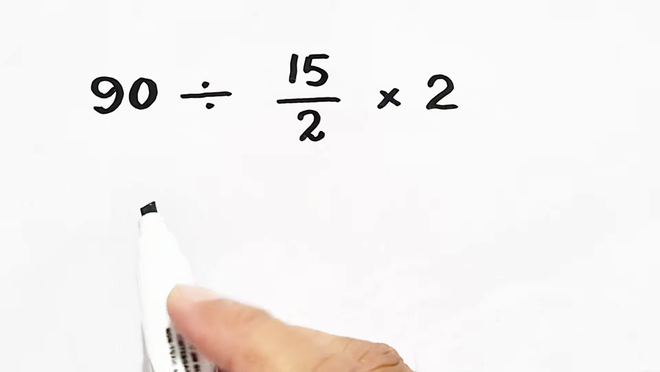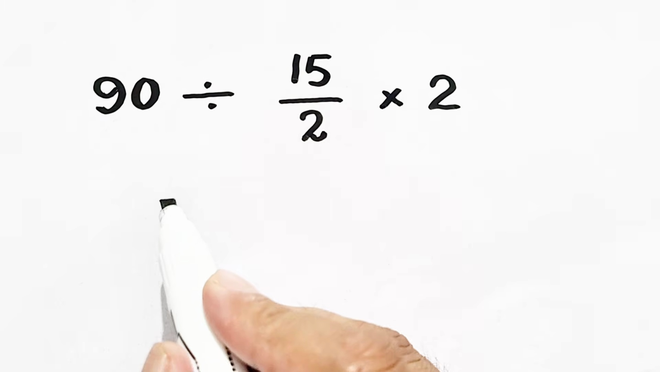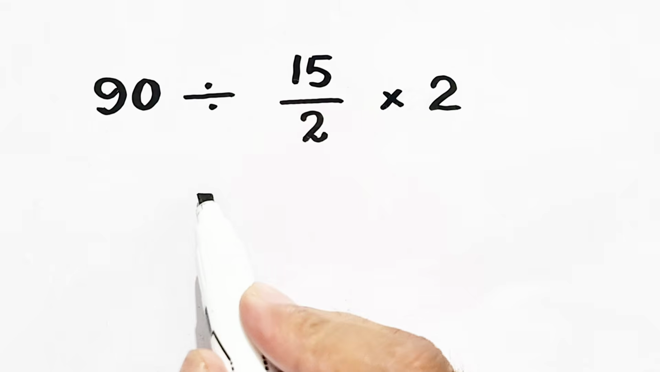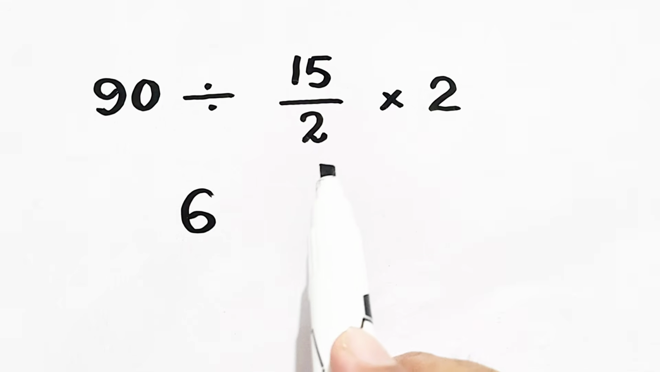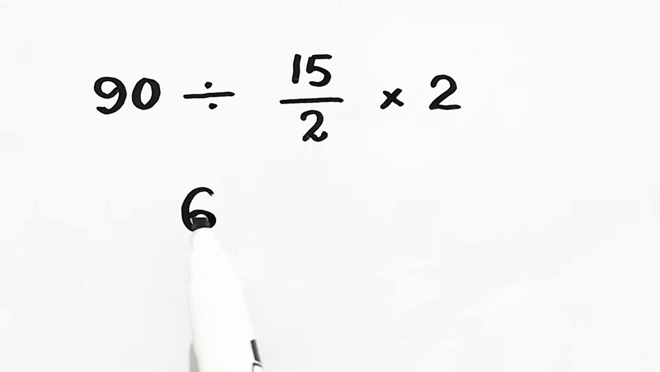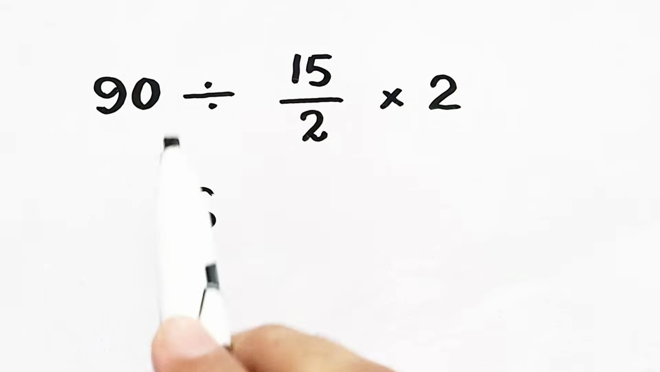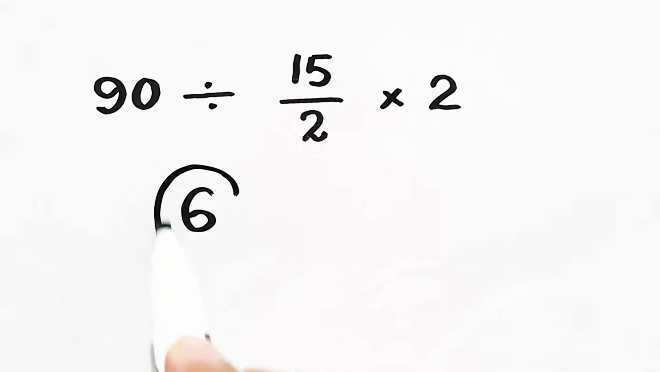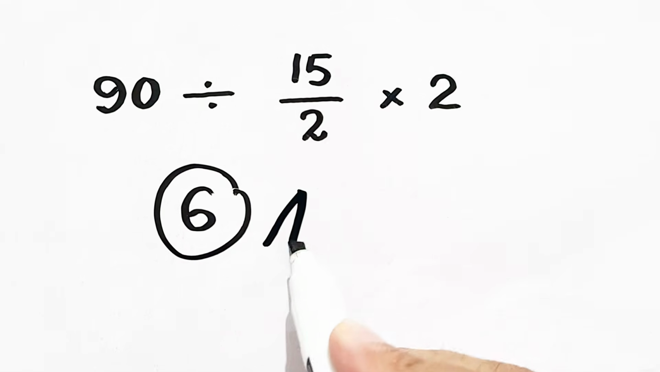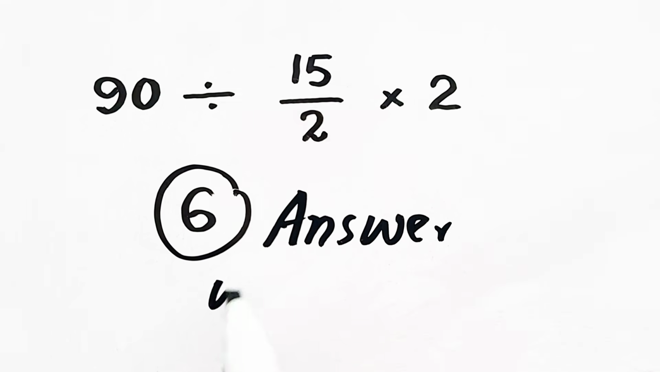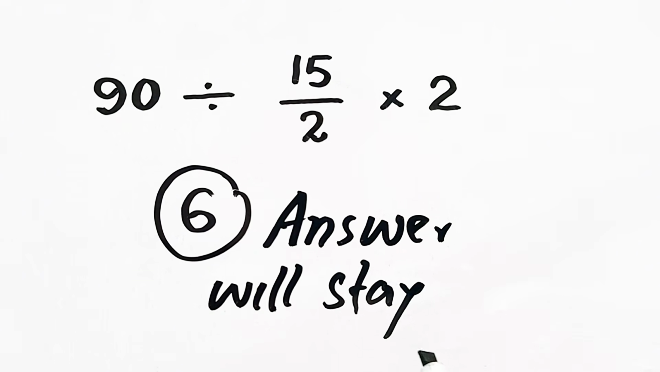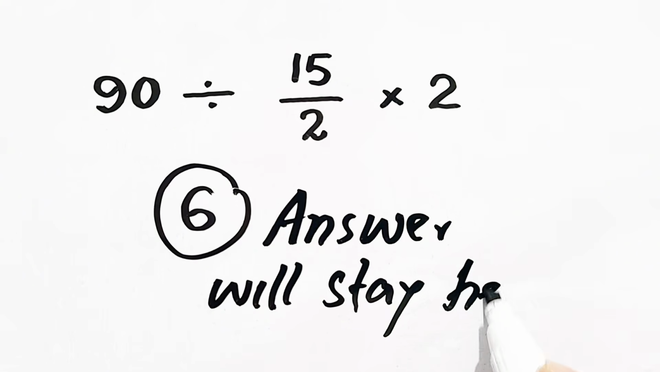I will just say that those whose answer is 6, that is not how they obtain 6, but they will calculate the answer in their heads. And those whose answer is 6, okay, will stay here. Stay here. All others can skip.